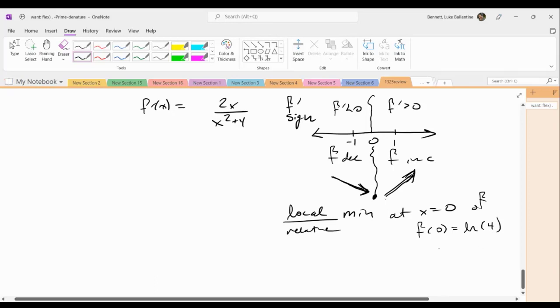Remember, f of x was just ln of x squared plus 4. So if I plug in 0, that x squared goes away, and I just have ln of 4. And so this answers the last question. This is the point at which we have this minimum. This contains all the information about the min. And we want where f is positive and negative.